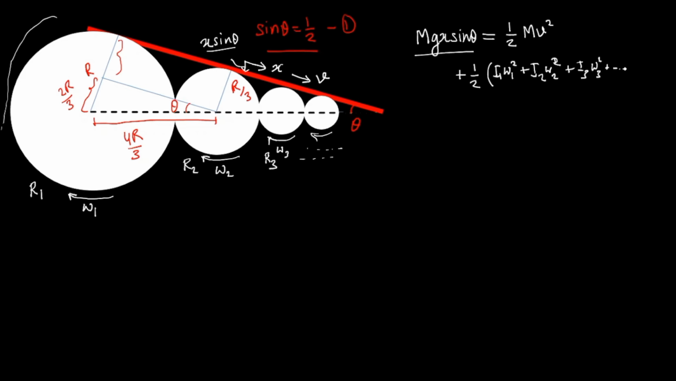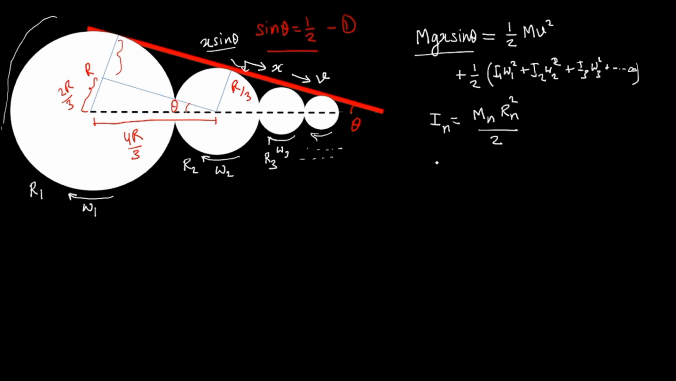Something like this. It will go on up to infinity because these are infinite disks. Okay, now you see, there is one important thing. Suppose we are talking about the nth term, we have taken In. In will be Mn Rn square upon 2, where Mn is the mass of the nth disk, isn't it?